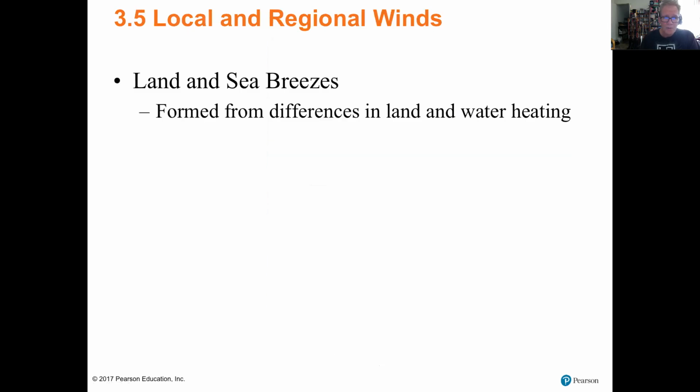Now, the book also talks, and you're going to have exercises on this in Mastering, about land and sea breezes. And they form from differences in land and water heating. That's a very important concept to understand.